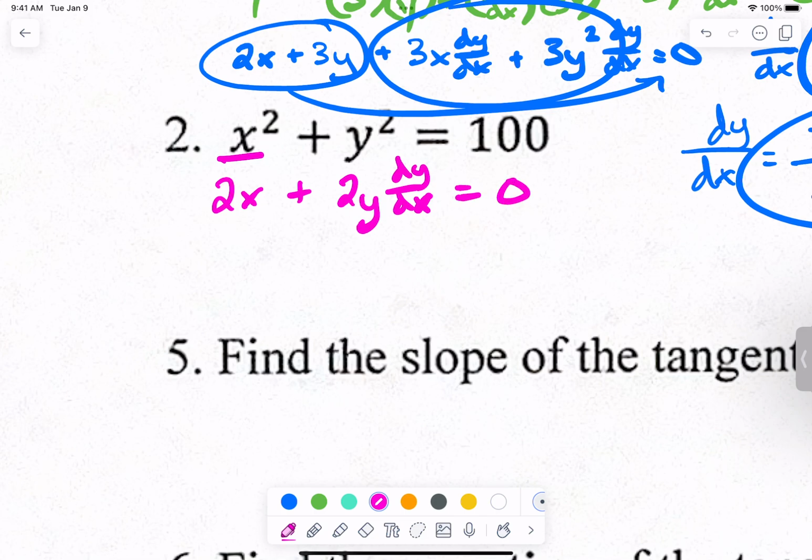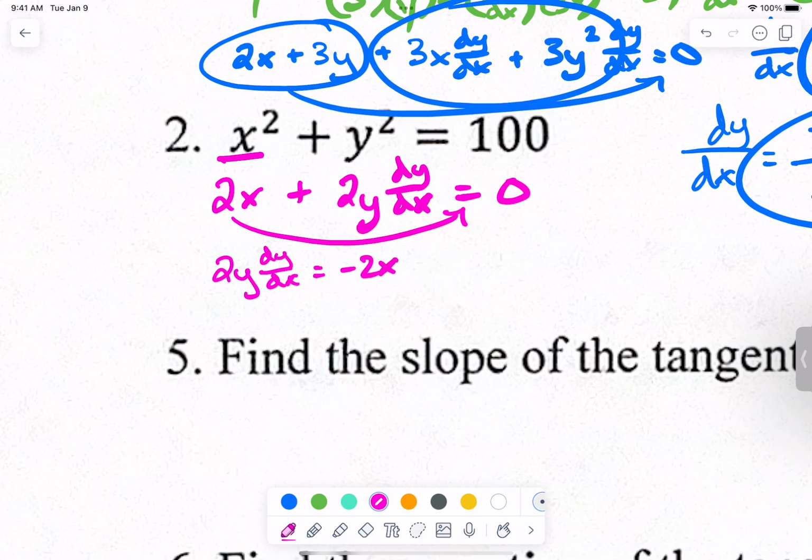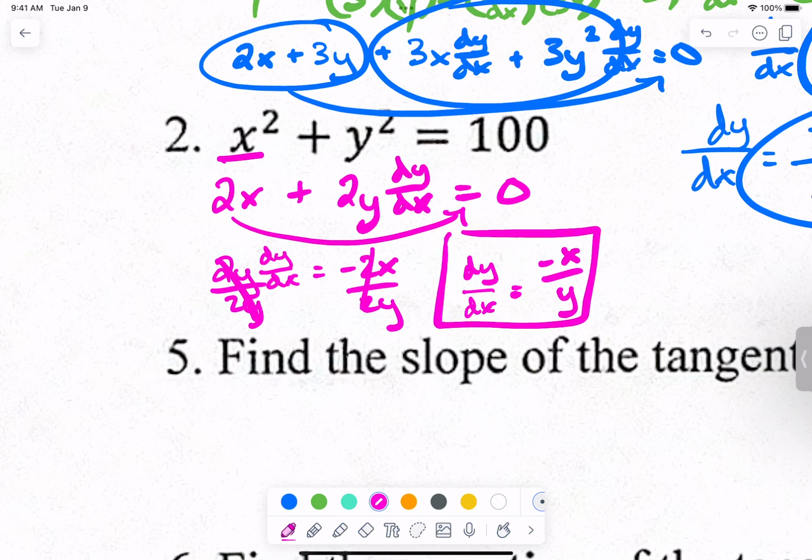Then I'm going to bump him over. So 2y dy/dx equals negative 2x, and then divide by 2y. And what you can do is you can delete the 2s out if you want. So dy/dx equals negative x over y. You betcha. That's what your derivative is. Good? Happy with that?